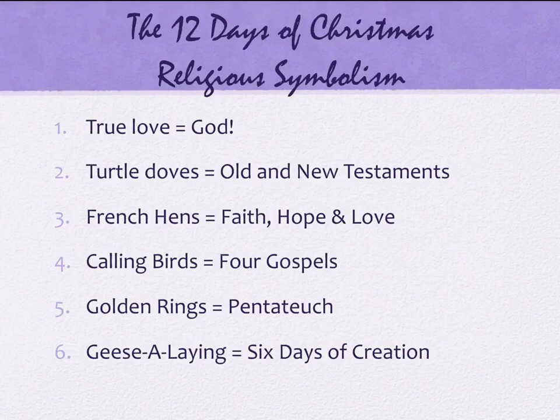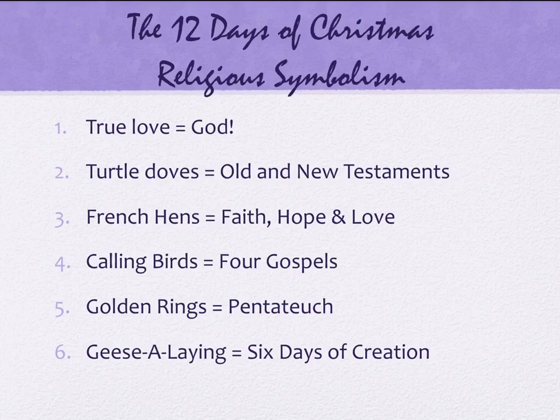Okay, so the first day of Christmas, the partridge in a pear tree, represents the number 1, true love, which is God. 2 is 2 turtle doves. The 2 turtle doves represent the Old and New Testament. 3 French hens on day 3: faith, hope, and love. The 4 calling birds are the 4 Gospels. The 5 golden rings are the Pentateuch. The Pentateuch is the first 5 books of the Old Testament.